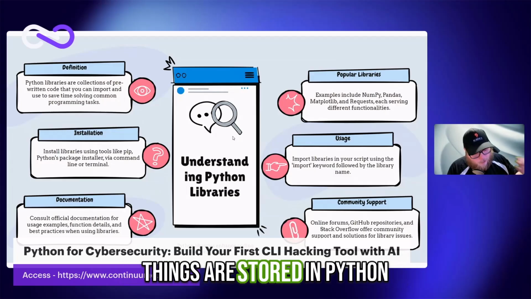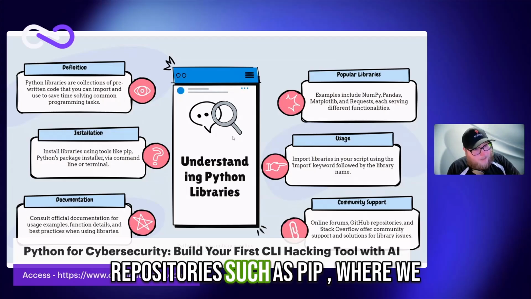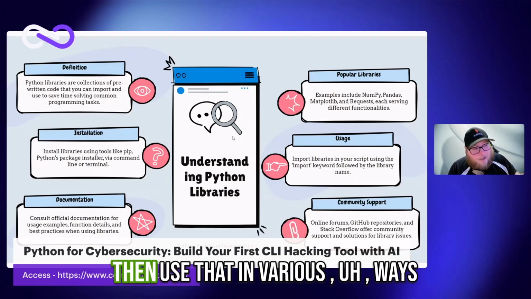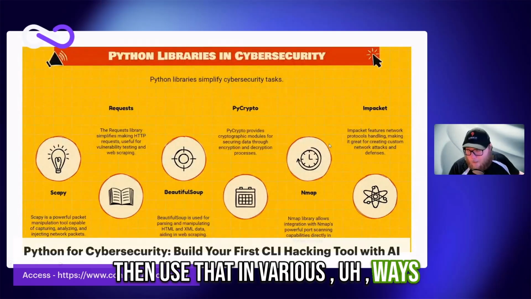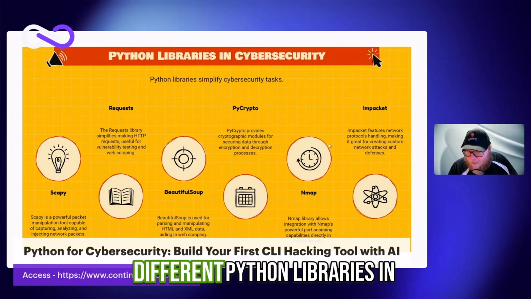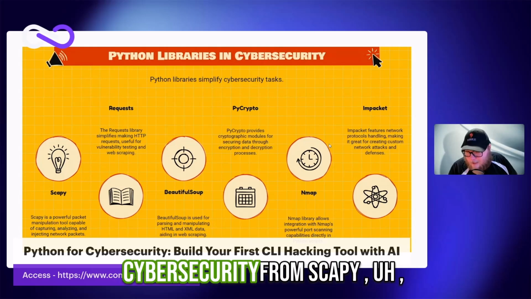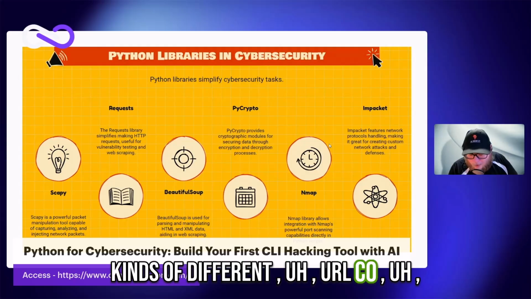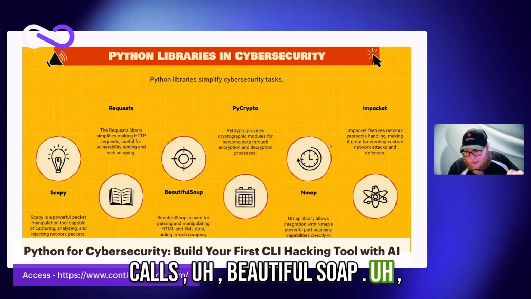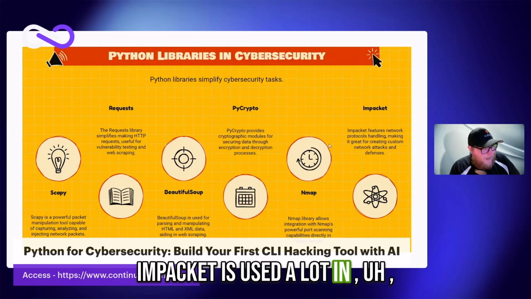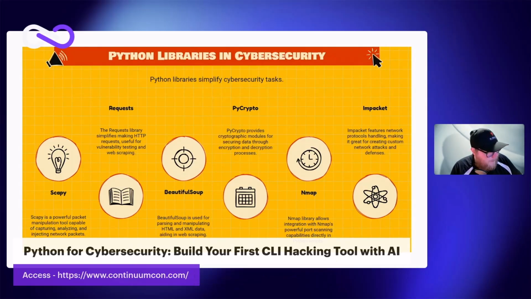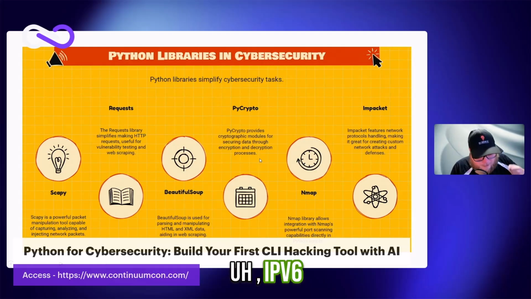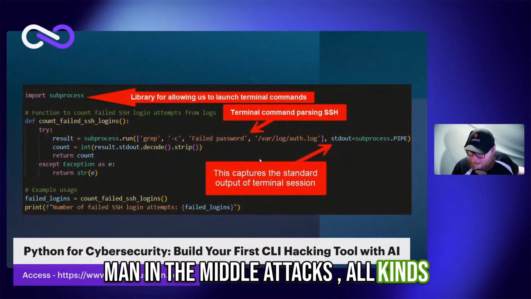A lot of times things are stored in Python repositories such as pip, where we can do pip install the name of a certain Python library, and we can then use that in various ways with our code. There are lots of different Python libraries in cybersecurity, from Scapy, to requests, which we can use for doing all kinds of different URL calls, to Beautiful Soup. Scapy is used a lot in various hacking areas, like in things like Responder, IPv6, man in the middle attacks, all kinds of things.